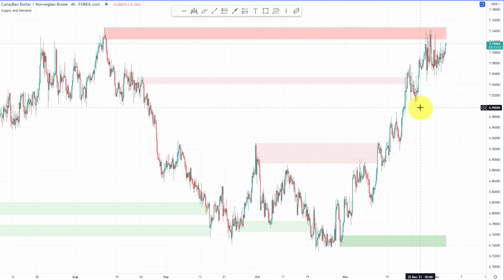This indicator works for Forex, stocks, cryptos, indices, commodities, and any other market. It also works for any time frame, so whether you are on the weekly or all the way down on the 5-minute or even lower, you can use the supply and demand indicator.